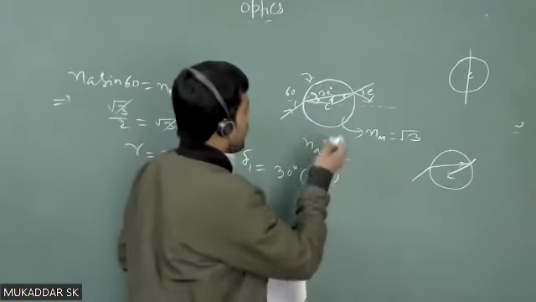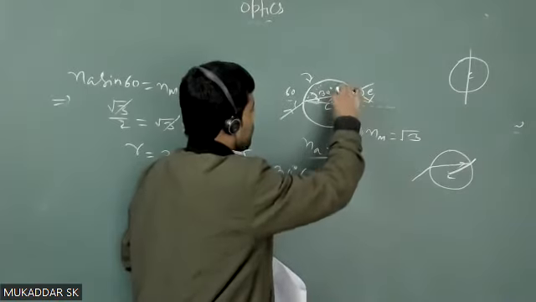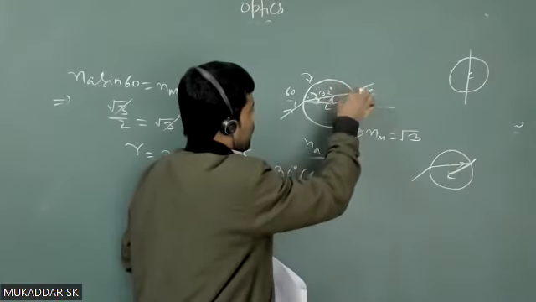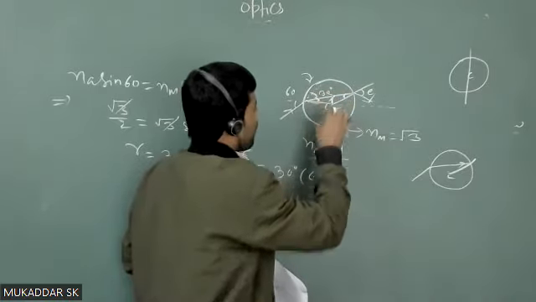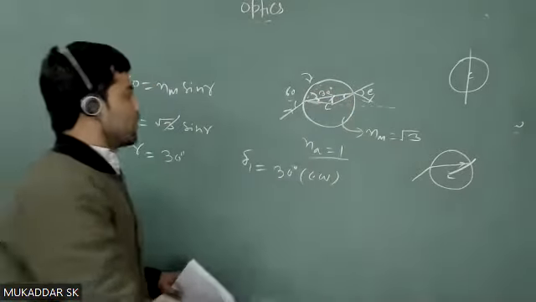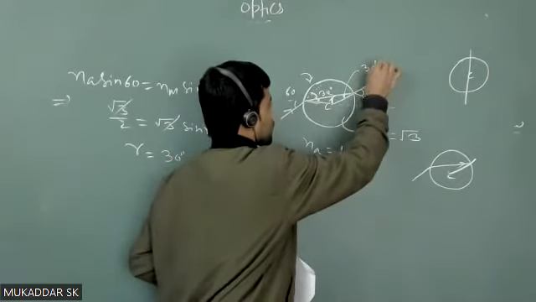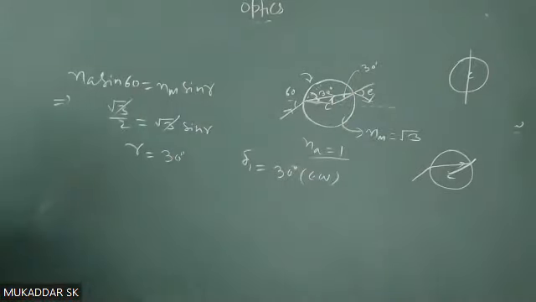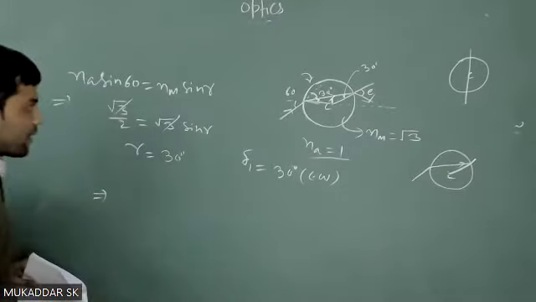Yes, because sin theta is nothing but perpendicular by hypotenuse. So perpendicular is same for both, hypotenuse is same for both. So theta should be what? Theta should be same. So if this angle is theta, this should again be 30. Now for the second case, if I again apply Snell's law, then what will I write?